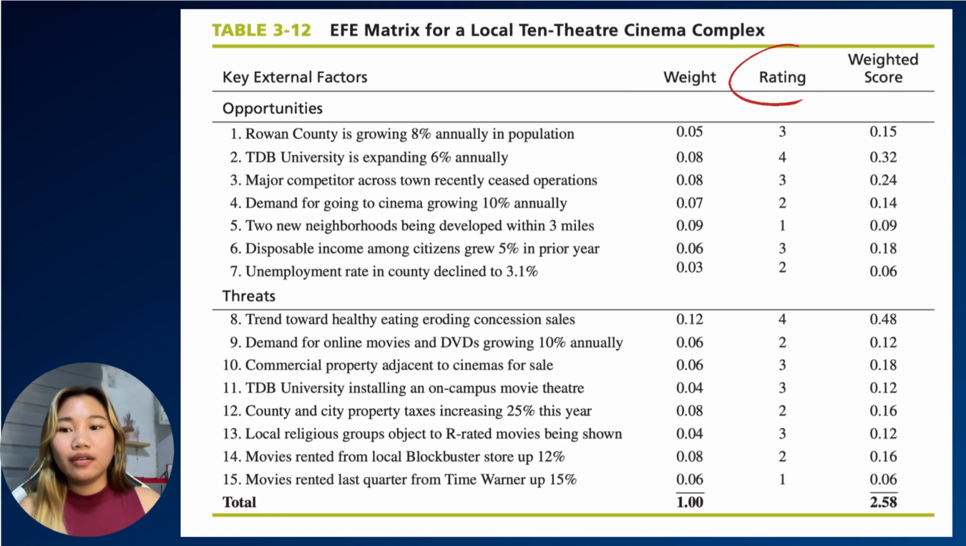Next is the rating. The ratings in the external matrix refer to how effectively the company's current strategy responds to the opportunities and threats. The numbers range from 4 to 1, where 4 means a superior response, 3 an above average response, 2 an average response, and 1 a poor response. Ratings, as well as weights, are assigned subjectively to each factor. The company is better prepared to meet the threats, especially the first threat.